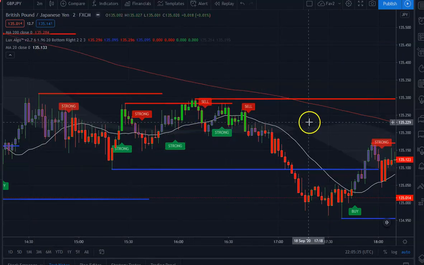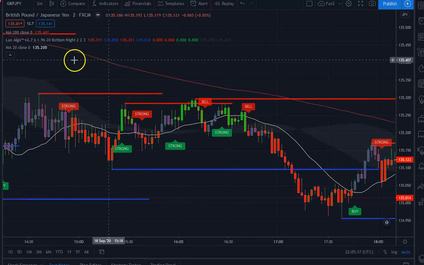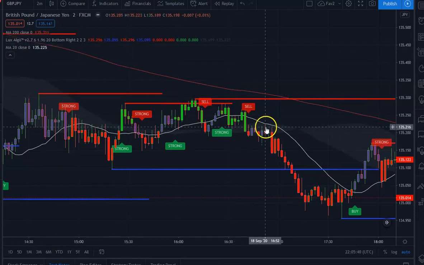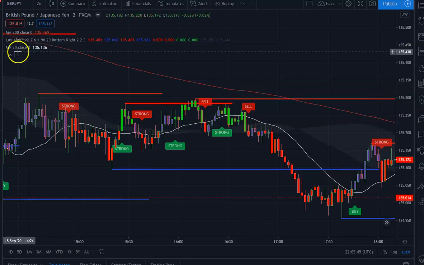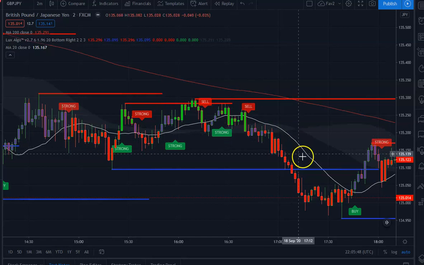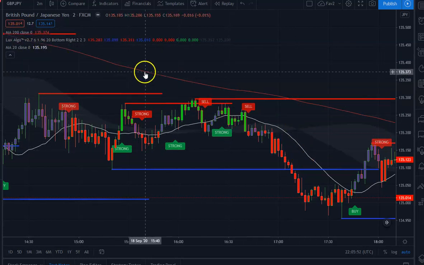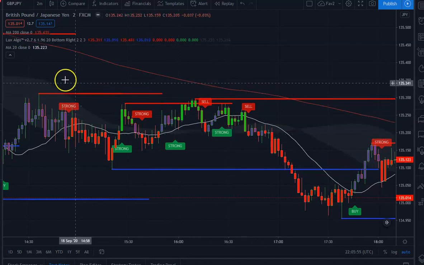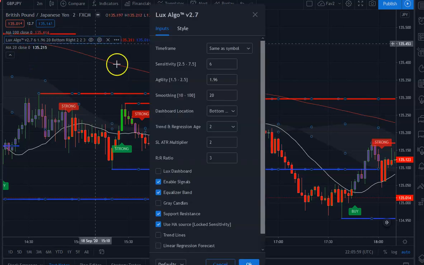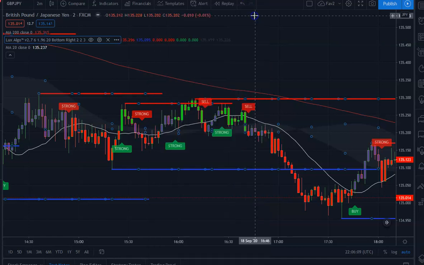So back to the 2 minute time frame. You're going to add a simple moving average of 20, which is this white line right here, and another simple moving average of 200, which is that red line, plus the Algo settings. I did mess around with the settings, but I found that these are the best settings right here. The sensitivity is set to 6 and the agility, as you can see here, 1.96.